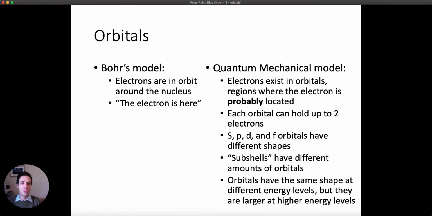Each orbital can hold up to 2 electrons. The different types of orbitals are different shapes, and there are different numbers of orbitals in each subshell. And the sizes are different at different energy levels also. So let's see what that looks like.